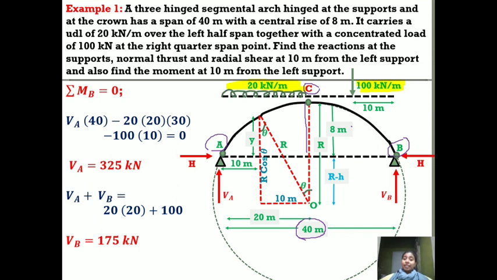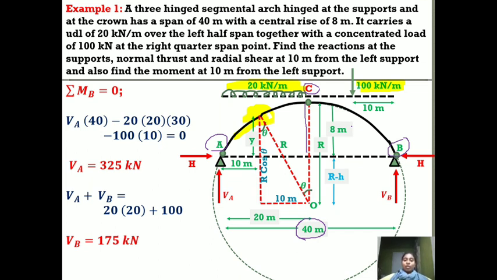Normal thrust and radial shear at 10 meters from the left support. So our section is taken at a distance of 10 meters from the left support. So this is our section. Also find the moment at 10 meters from the left support. So we are asked to find the horizontal and vertical reactions at the supports, the moment at the section 10 meters from the left support, and the vertical shear, normal thrust and radial shear.